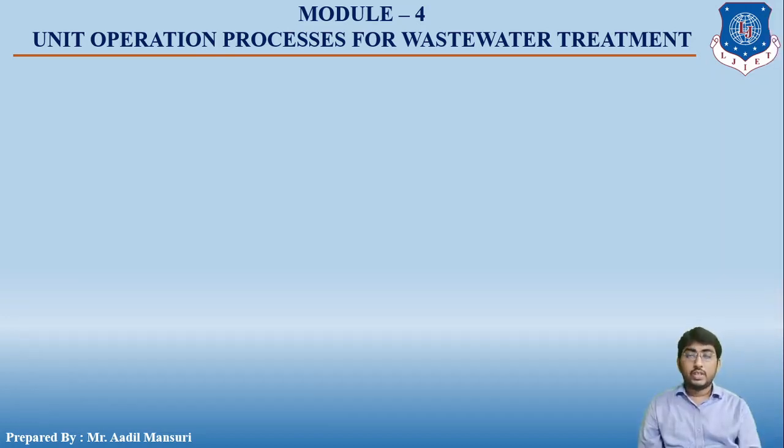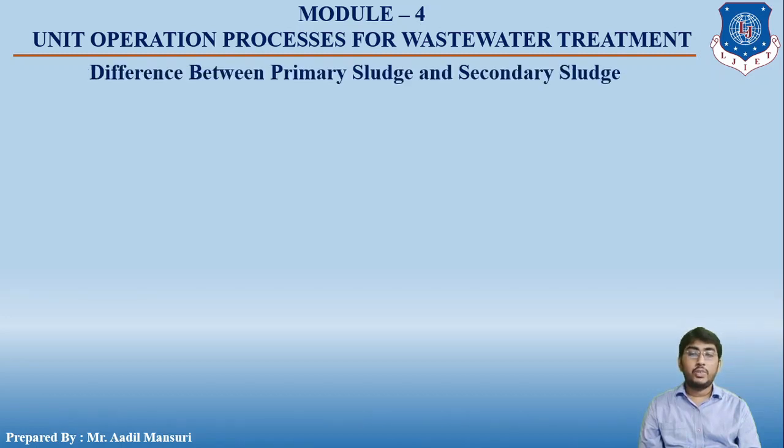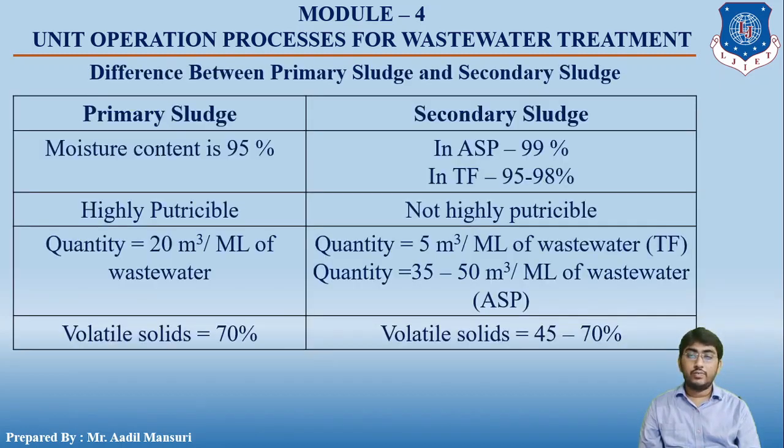Okay students, so let us now start with the next topic, that is difference between primary sludge and secondary sludge. As you can see on the screen, the moisture content of the primary sludge is 95%. In case of secondary sludge, if the sludge is coming out of the activated sludge plant, it will contain 99% moisture content, whereas in case of trickling filter it is 95 to 98%. Primary sludge is highly putrescible, and secondary sludge is not highly putrescible.